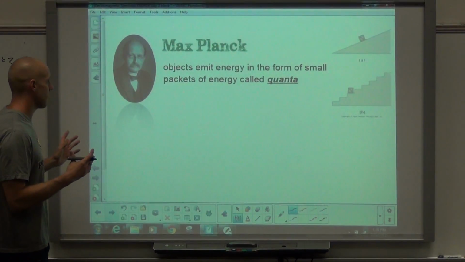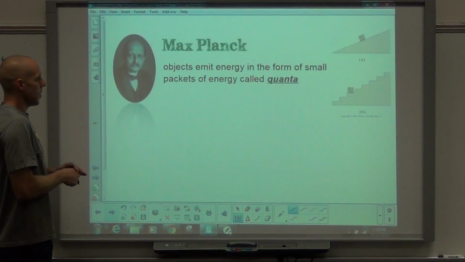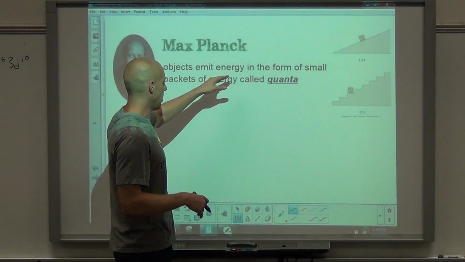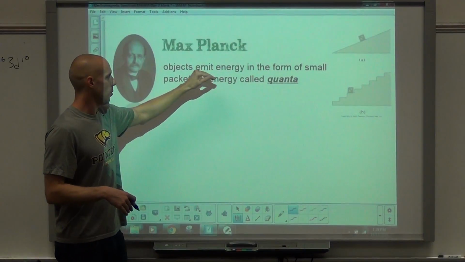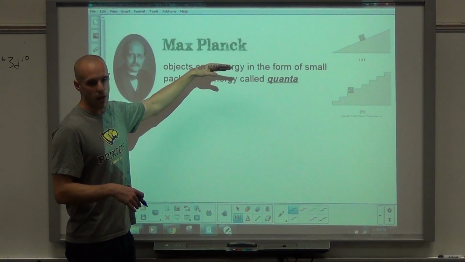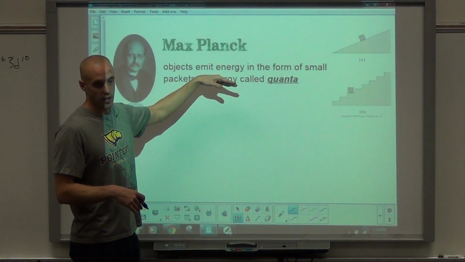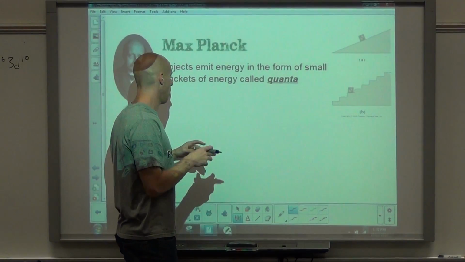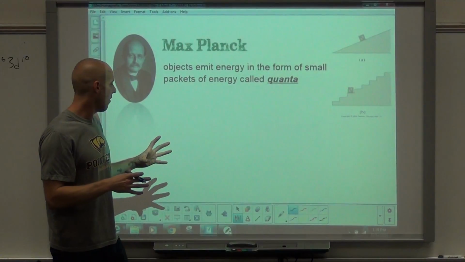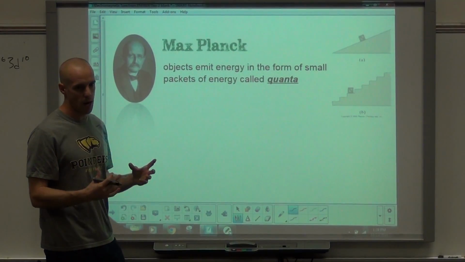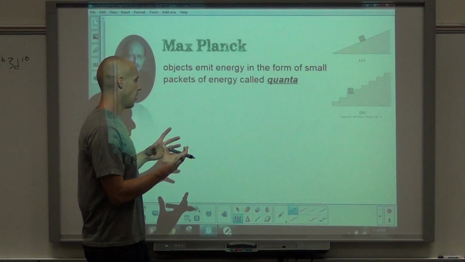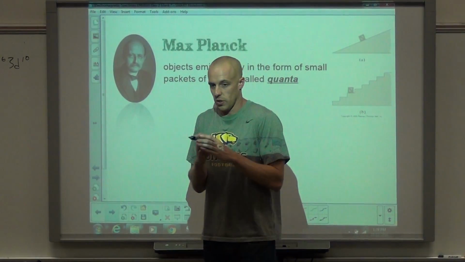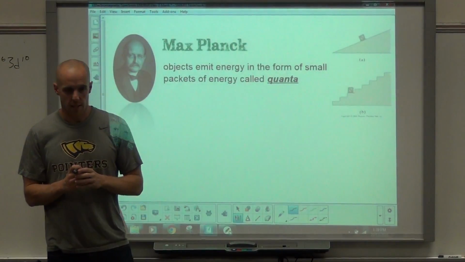So this guy named Max Planck figured out that objects are going to emit energy. When we see energy here, it's some form of electromagnetic radiation. That's how the energy is being transferred, and it's transferred in the form of small packets of energy called quanta. Specifically when we talk about light, we're talking about something called a photon. You can think of it as a little packet of energy that's being given off.